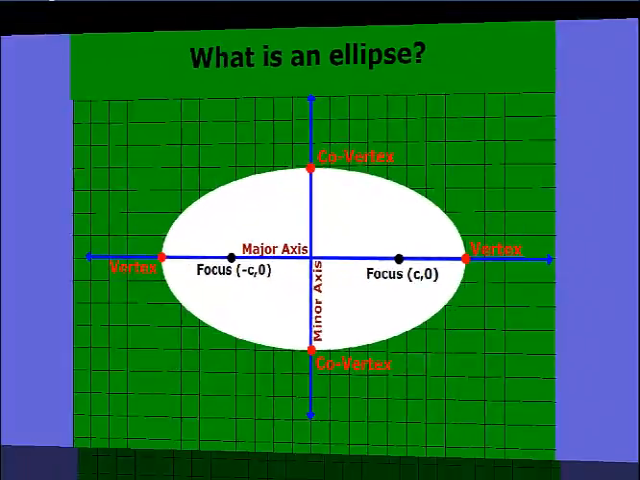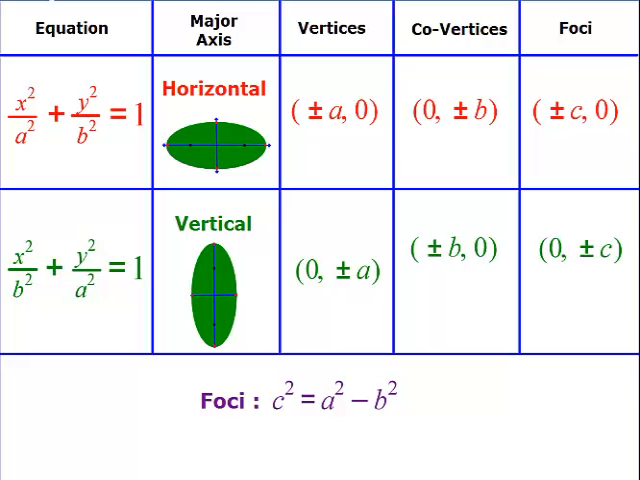As far as the actual formulas go, here you go. These are your equations. x squared over a squared plus y squared over b squared equals 1. That's for a horizontal ellipse. Your vertices are going to be at plus or minus a, comma 0. Your co-vertices are at 0, plus or minus b. And your foci are at plus or minus c, comma 0. Please get this copied down for the horizontal and the vertical ellipse.